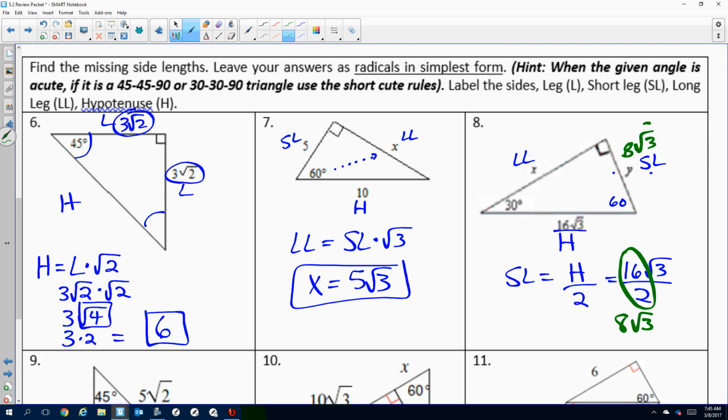Now, to get to my long leg, I take whatever the short leg is and multiply by root 3. This always ends up, if you multiply a radical by itself, it turns into a whole number. So this ends up becoming a whole number. And if we did this correctly, we should have 24. Okay? We should have 24. Check with your calculator. Check with your steps.